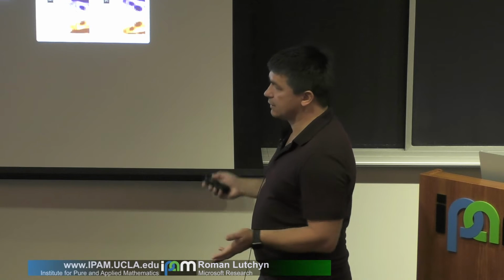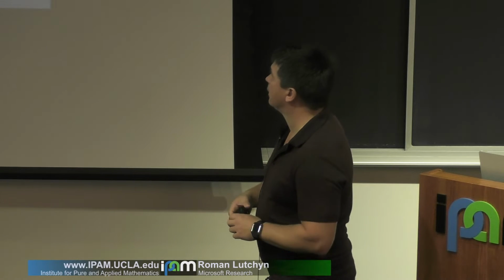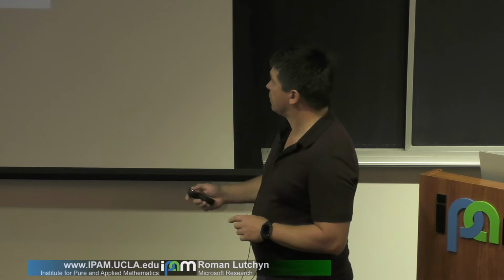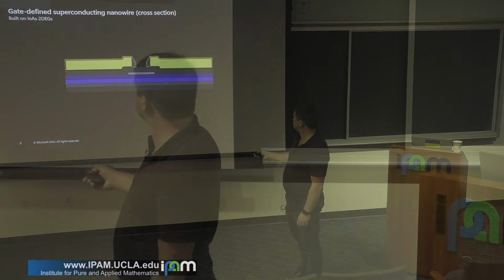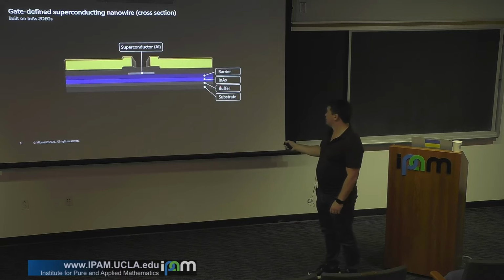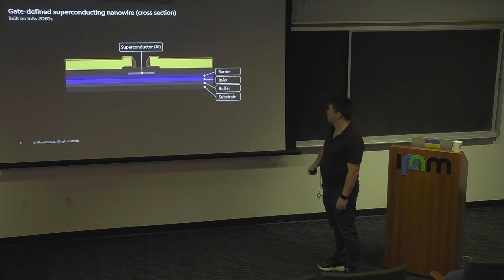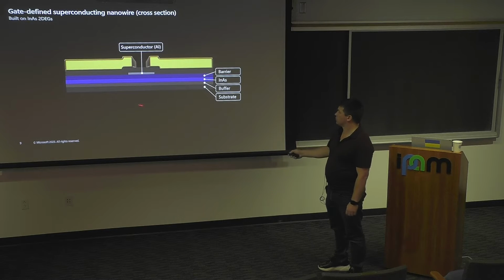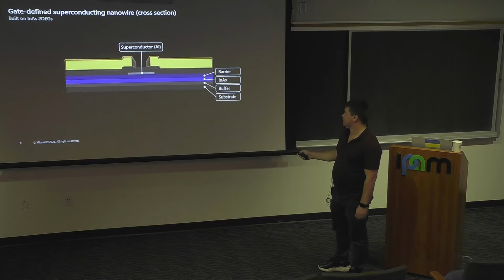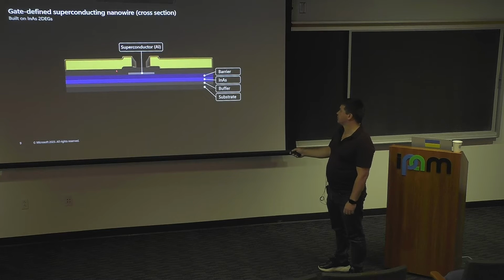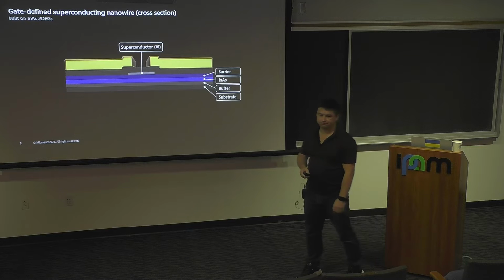Okay, so after all these simulations, we landed on a design point, which is shown here. These are the layers. We use an indium arsenide quantum well. This is this layer over here. We have a barrier that is optimized for the coupling to superconducting aluminum, a very thin strip of superconducting aluminum. Everything is grown in MBE. Typical dimensions here are tens of nanometers and hundreds of nanometers this way.